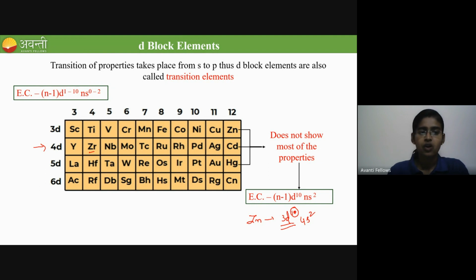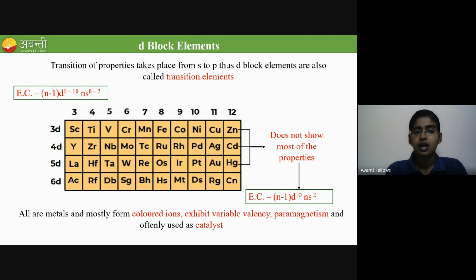Now all the D block elements are metals mostly, and they form colored ions. They exhibit variable valency, they exhibit paramagnetism, and they are used as catalysts. So all the D block elements form colored ions. They are able to produce a color when they are put inside the solution, and they exhibit variable valency, meaning they can exhibit variable oxidation states.